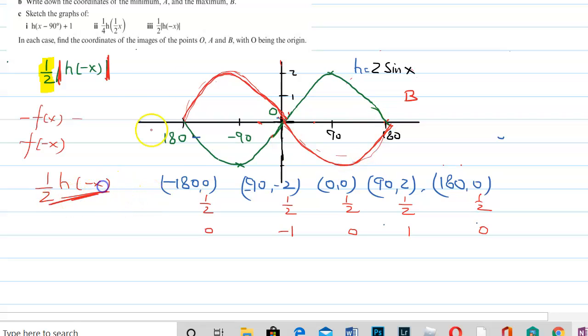So this one is clear for this graph. Now when we say it's a modulus, it means whatever is below this will go up. So this graph will go up. So your final graph will be this. So these are two maximum points. You can see it yourself.